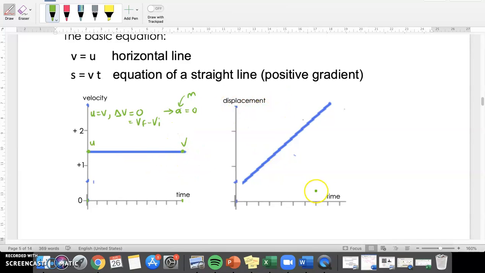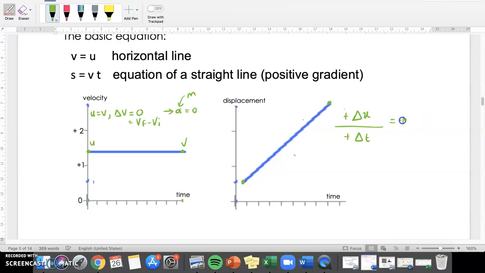And then this is a displacement time graph. What can we say about this? S equals Vt, the equation of a straight line, with a positive gradient. So here we have a positive gradient because our displacement is increasing, so it's positive. And our time is also increasing, so that's a positive time.